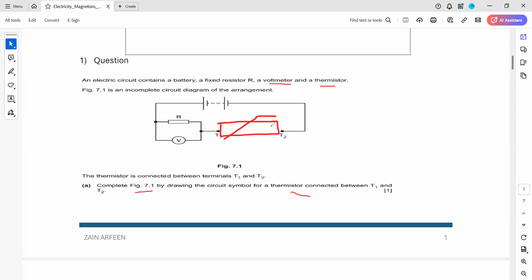Whenever two resistors are connected in series, this type of circuit is known as a potential divider circuit. Two or more resistors or components are connected in series. We call that a potential divider circuit because the potential or voltage will divide between the two components.